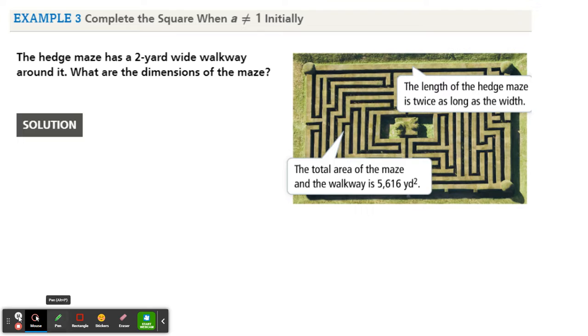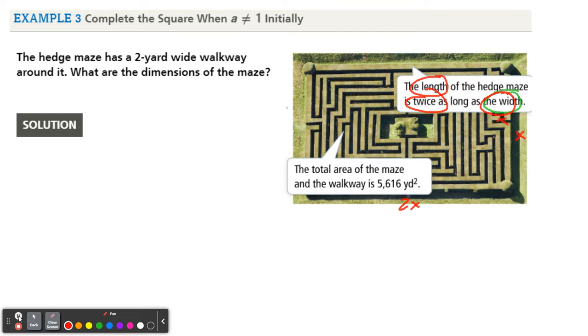So if we take a look here, this is very similar to our problems. So we have this maze. The length of the hedge maze is twice as long as the width. So remember, we let the width be x. Always let the second thing be the variable x. So let's call this x. So then the length is going to be twice that. 2 times x. The length is twice x, 2x. And I'll put that right here.